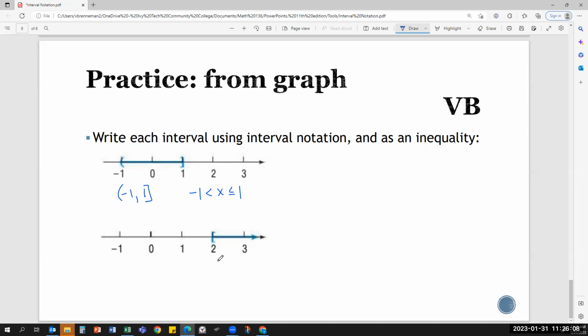The next one, we have a bracket at 2 and an arrow pointing to the right. So the interval notation starts with a bracket, 2, comma, and then infinity for the arrow to the right, with parentheses. For the inequality, I can say x is greater than, because it's pointing to the right, or equal to, because of the square bracket, x is greater than or equal to 2. So that's using interval notation.